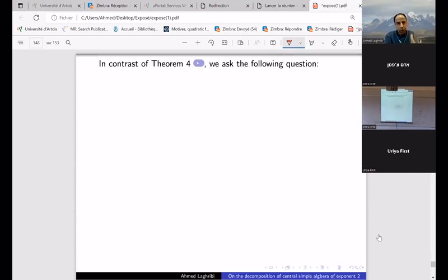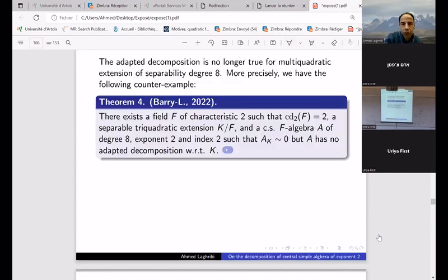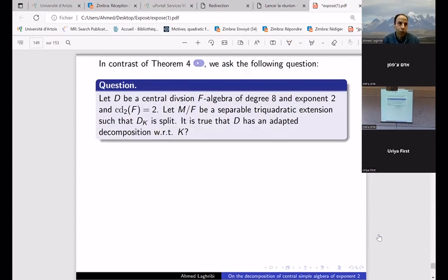Okay, and now the last thing. In contrast to theorem 4, what is theorem 4? Let me recall theorem 4. This is this theorem. So you see here, we have index 2. And we can ask, what about index 4 and 8? Is it possible to construct a counterexample or example? And how? For index 4, I don't know. It seems to me that we can construct an example. But for degree 8, we are in a rigid situation. So probably the answer is yes.